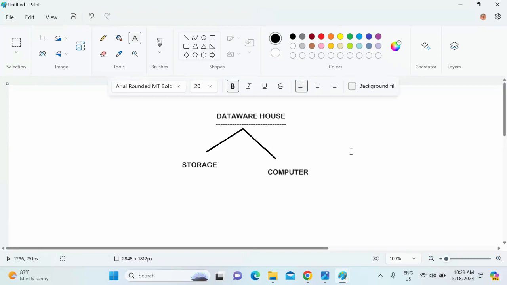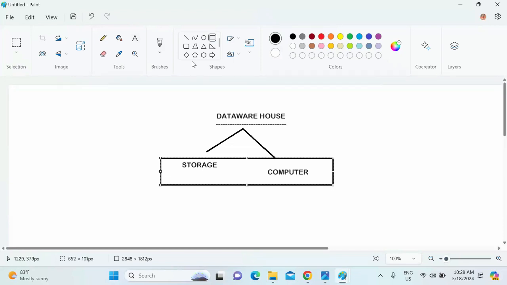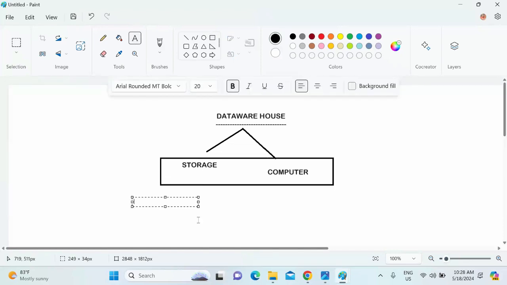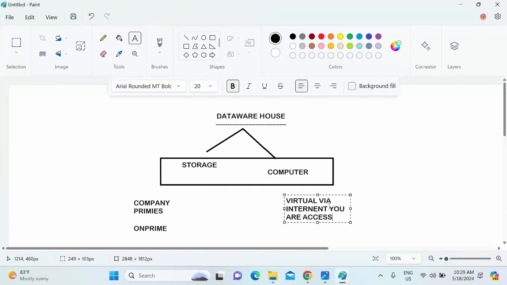Simple, understand? That's why Snowflake provides these two resources virtually. That's why Snowflake is a cloud database. If these two resources are maintained on company premises only, that is on-prem. If they are maintained virtually and you are accessing them via internet, that refers to cloud.